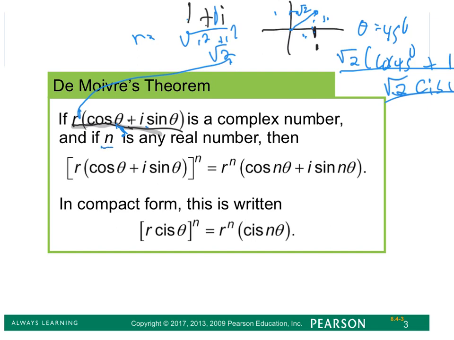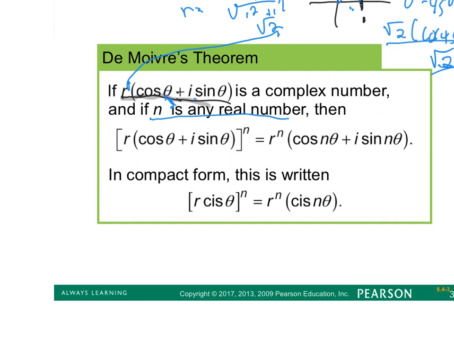And if n is any real number, if you were to take your complex number and raise it to a power, then the shortcut answer is r to the n. You take your r, raise it to the n, you take your n, you stick it next to each of the thetas.